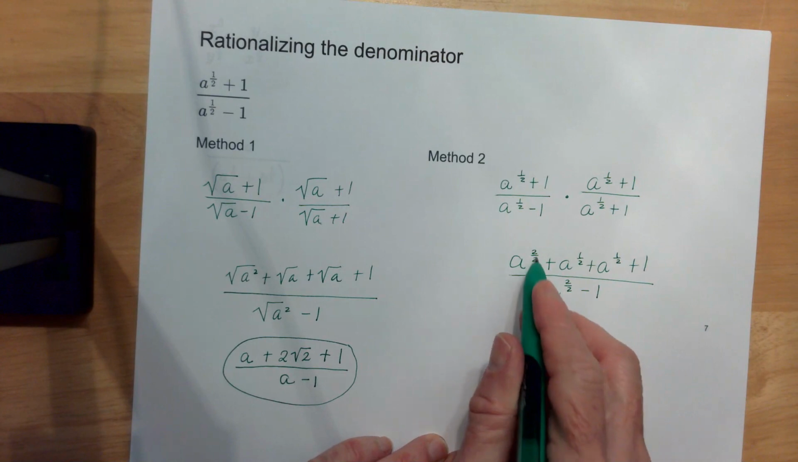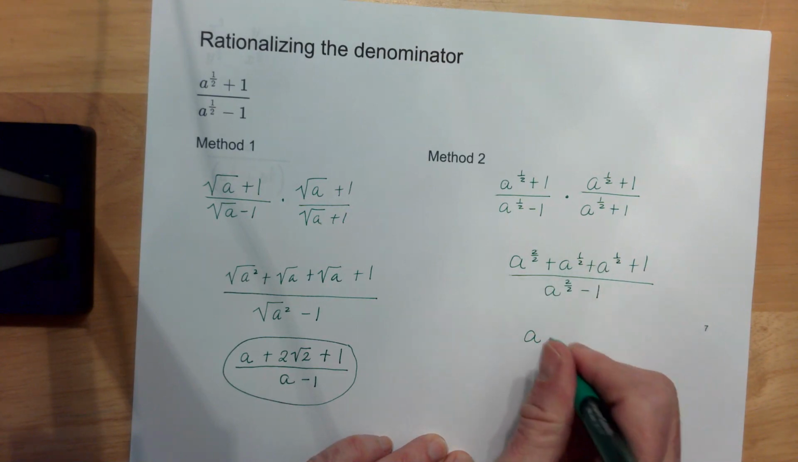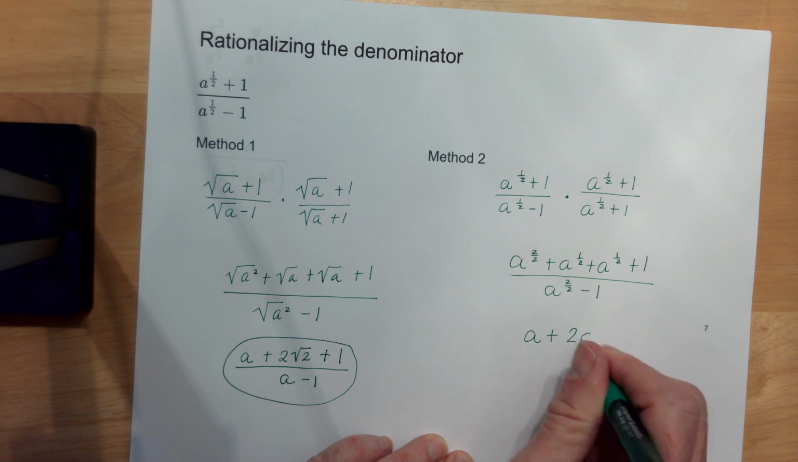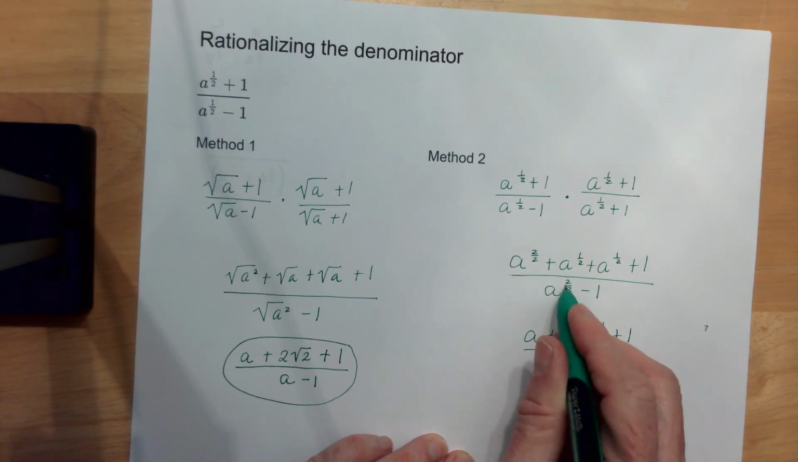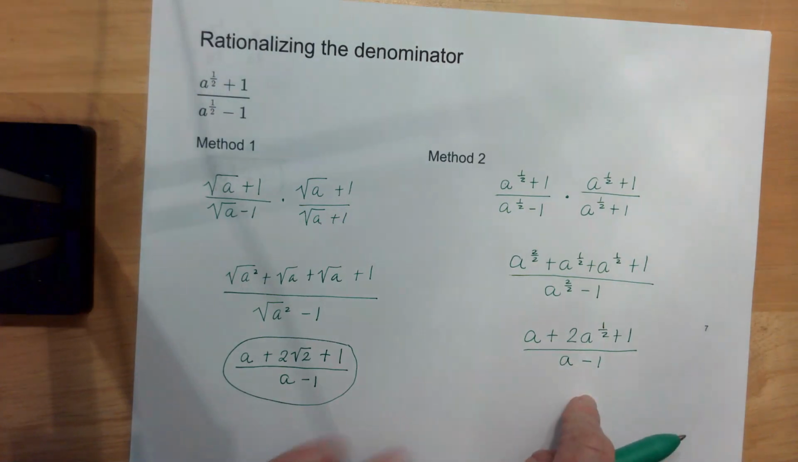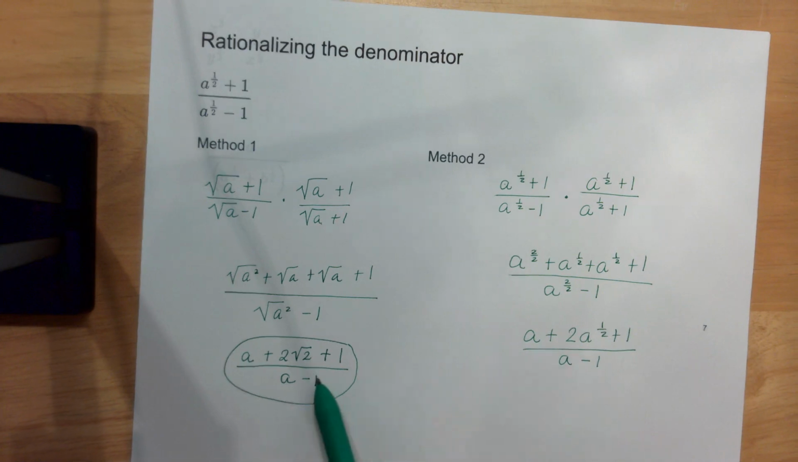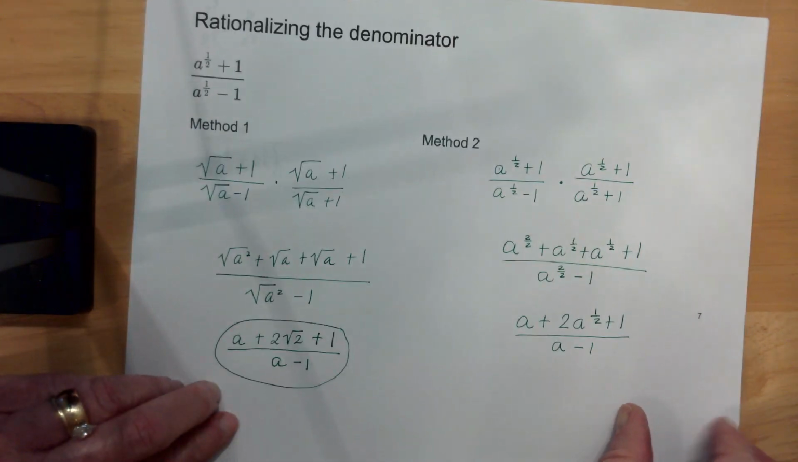So I can change this. This is equal to 1. These two are the same, so I combine their coefficients. And then this can be reduced down to a minus 1. So you can see you got the exact same thing, but one's written with exponents and one's written with roots.